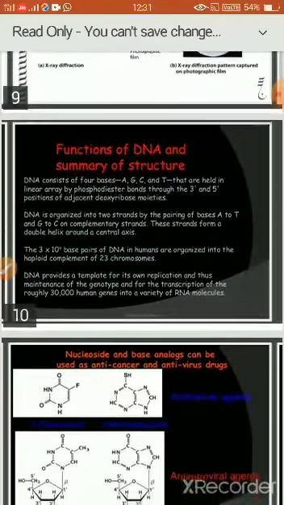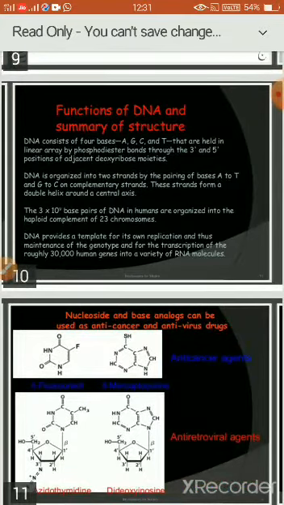And the last topic, that is the function of DNA, the main important function that helps in heredity. DNA consists of 4 bases A, G, C, T that are held in a linear array by phosphodiester bonds through the 3' and 5' positions of adjacent deoxyribonucleotides. DNA is organized into two strands by pairing A to T and G to C on complementary strands.